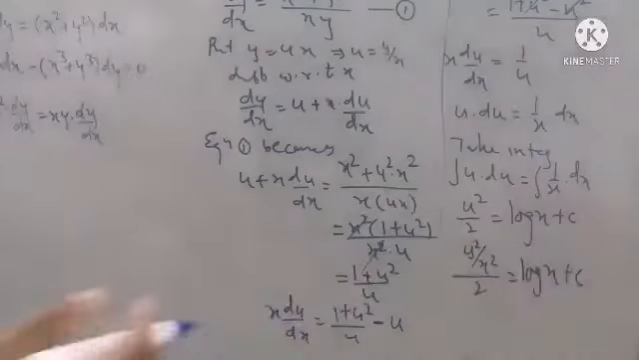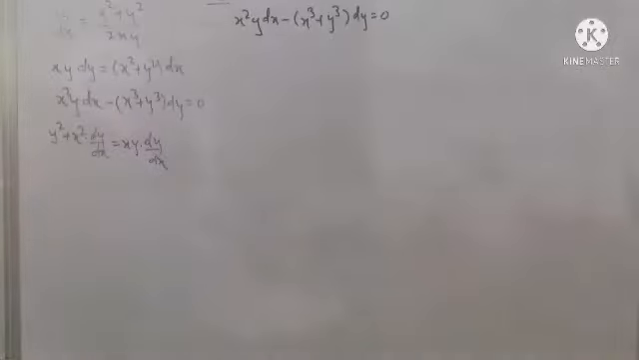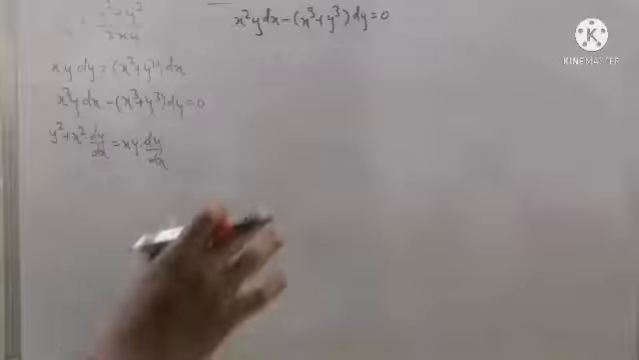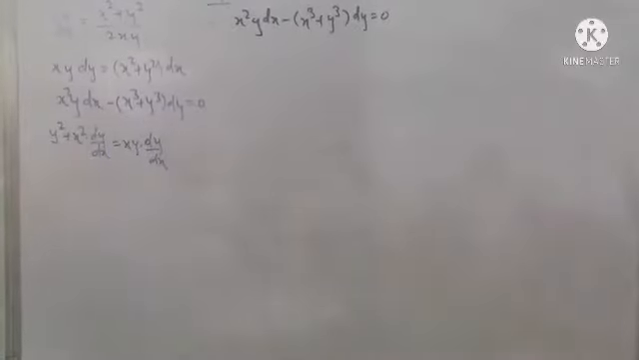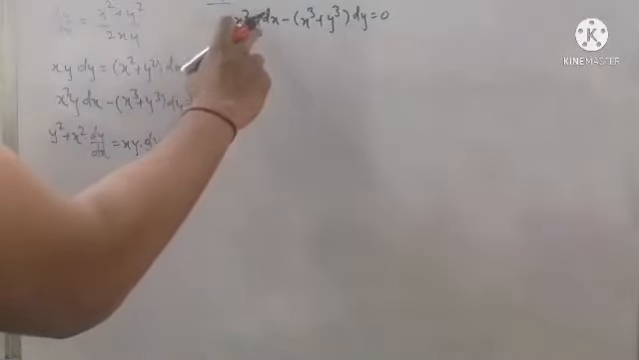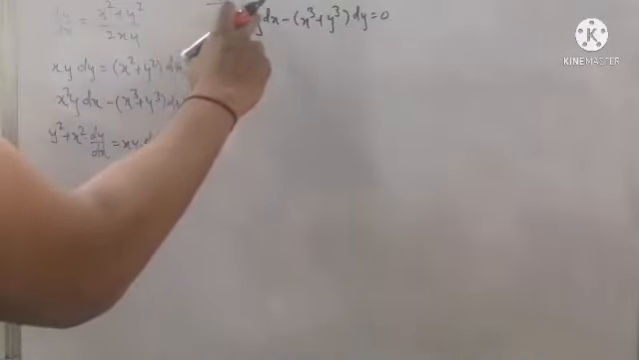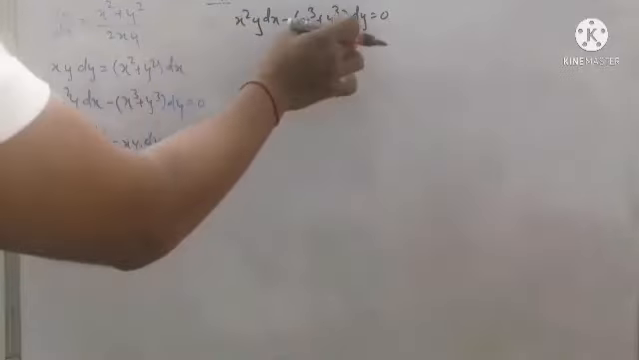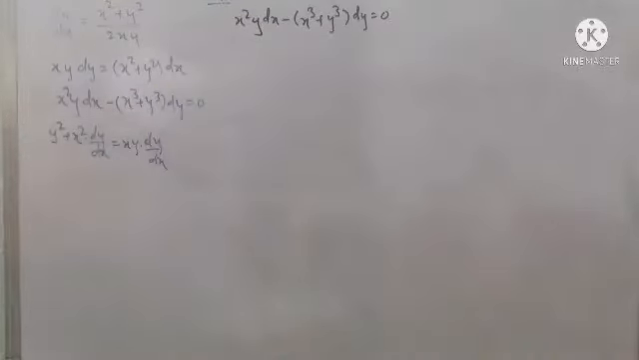Next equation: ... dx minus x cube plus y cube dy. As you can observe, x cube plus y cube is the implicit term, so this is not variable separable, and this is not in the standard form of homogeneous. The degree of each term is 3: x square has the power 2, y has the power 1, so the degree of this term is 3, and these two terms also have degree 3, so this may be converted into homogeneous.